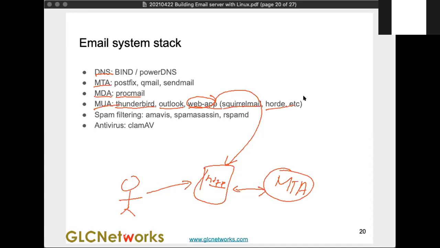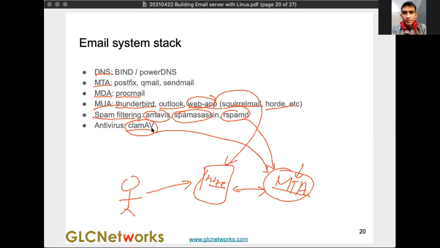Also, in the MTA itself, usually we apply spam filtering, like Amavis, SpamAssassin, or Rspamd. This is one thing you need to do also if you want to configure your MTA. And then we also implement antivirus on the MTA. Because we are using Linux, most likely we use ClamAV.